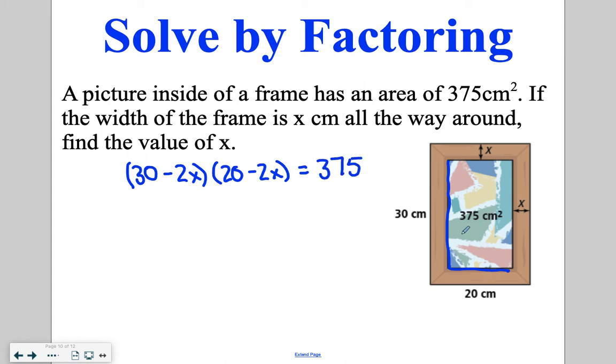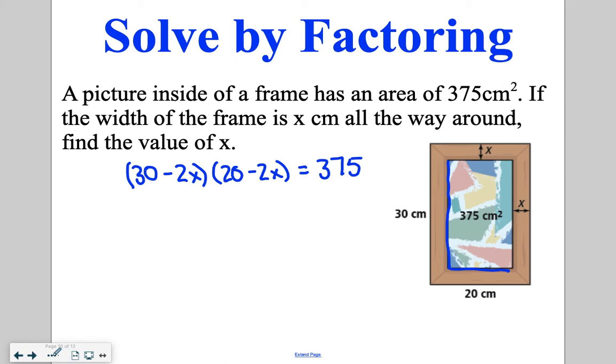So in this case, we're taking it away. In some cases, you're going to be adding on that x. So if they give us the area of the whole piece, we would be adding on the x's instead of taking them away. So you have to read the problem carefully to decide whether you're adding or subtracting those x's.